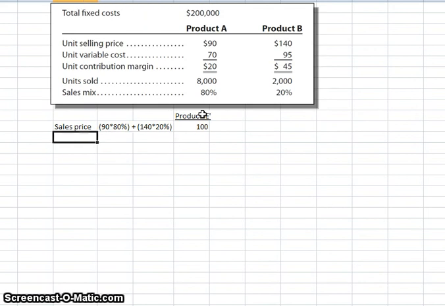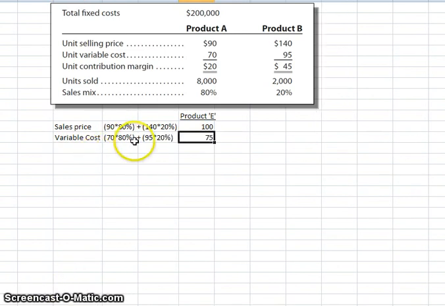Okay, so variable cost, we're going to do the same thing we did. For variable cost, I take the same information, $70 times 80%, and $95 times 20%. And that comes out with a variable cost of $75 a piece. Now I could do the next step, doing the same thing with contribution margin, but I'm going to cheat here. I've got a new sales price and a new variable cost, so my contribution margin for this new product is $25 a piece. That's my unit contribution margin of E.